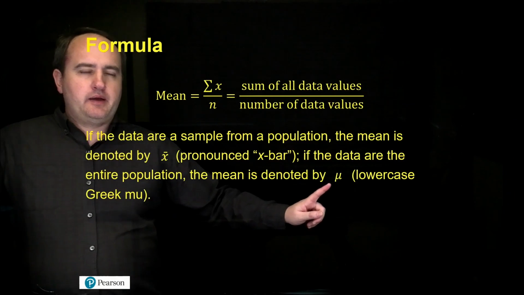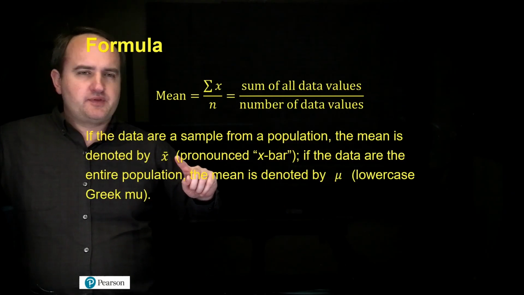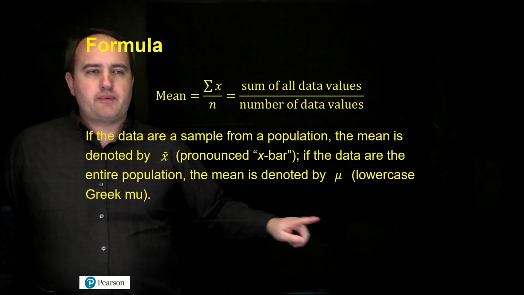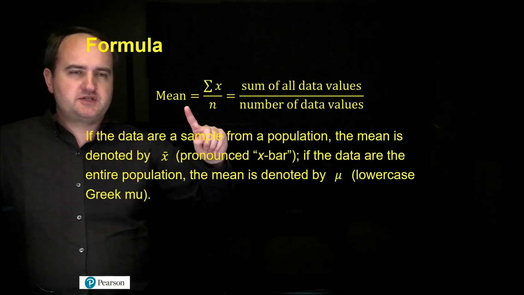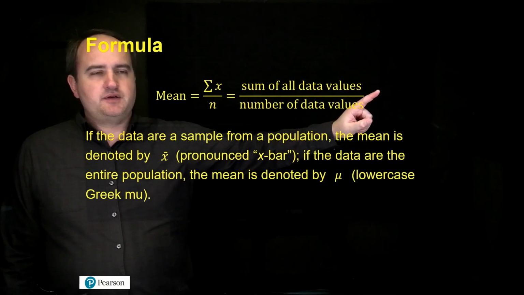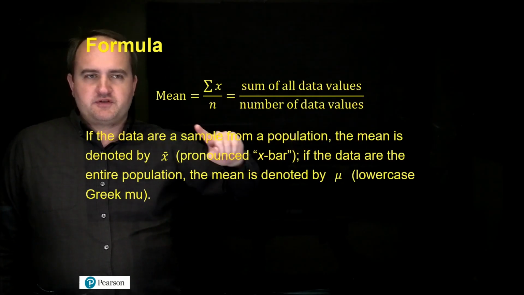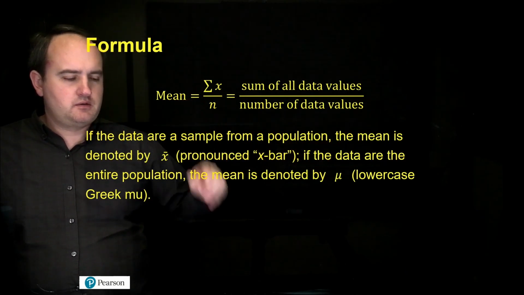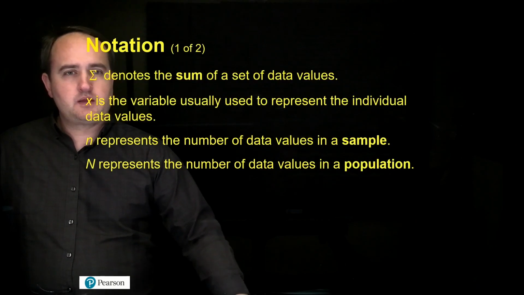But anyway, it turns out that regardless of whether you're taking the sample mean, x bar, or the population mean, mu, you're still going to use the same formula. So it's going to be the sum of all the data values divided by the number of data values. So this notation here is what we're going to talk about.